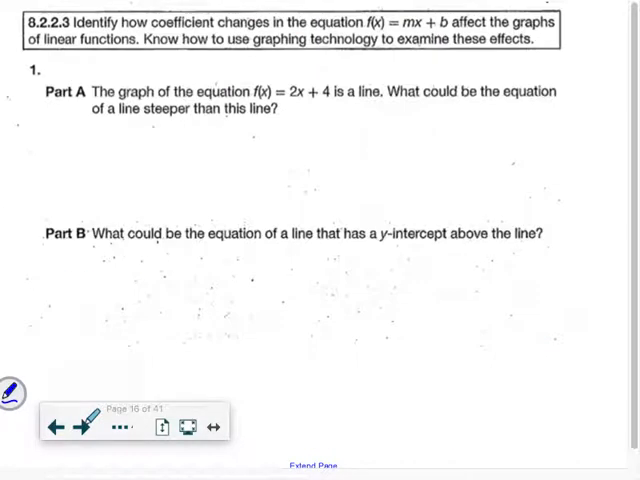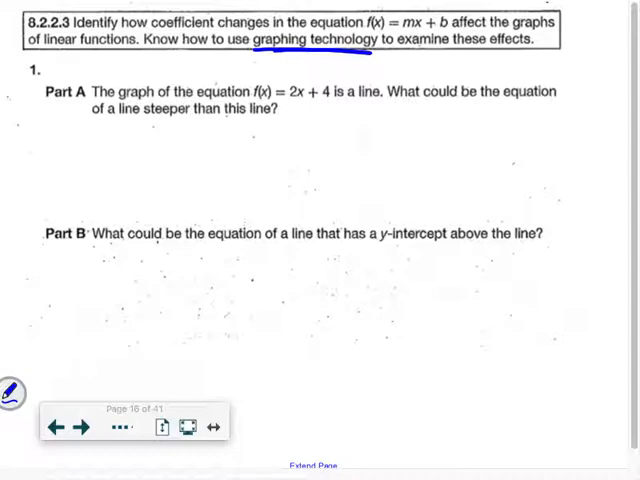Okay, our next benchmark, 8223. Identify how coefficient changes in the equation f of x equals mx plus b affect the graphs of linear functions, and know how to use graphing technology to examine these effects. So that means that you need to know how to graph these on a graphing calculator and examine the effects.